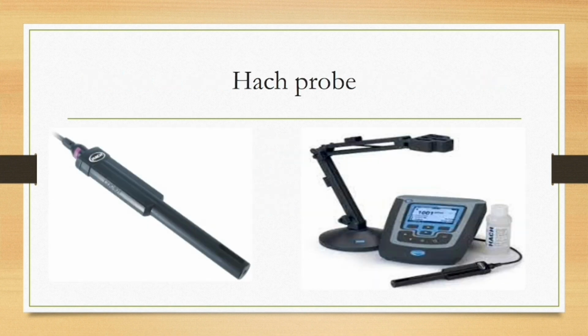So you can see here we have different kinds of probes. This is a Hach probe, which is made of plastic. We have the inner electrode, and this is the reference electrode. And this one is a multimeter. The multimeter normally behaves also as a pH meter, a conductivity meter, a DO meter, or sometimes also as a BOD meter.